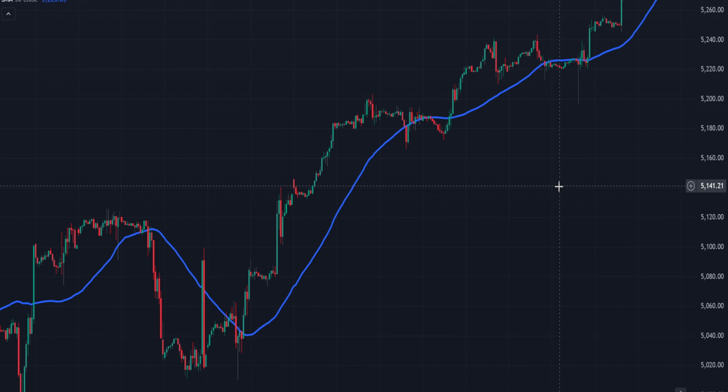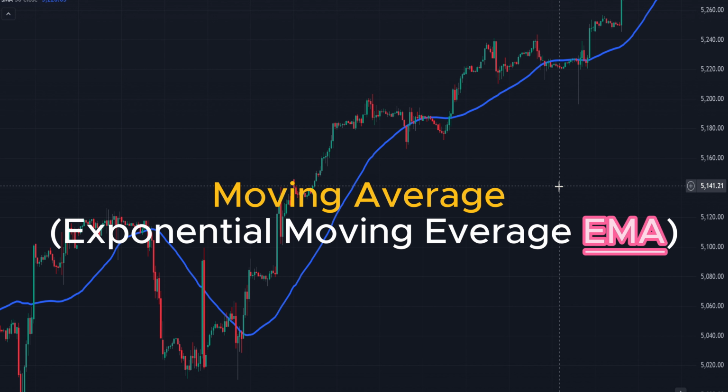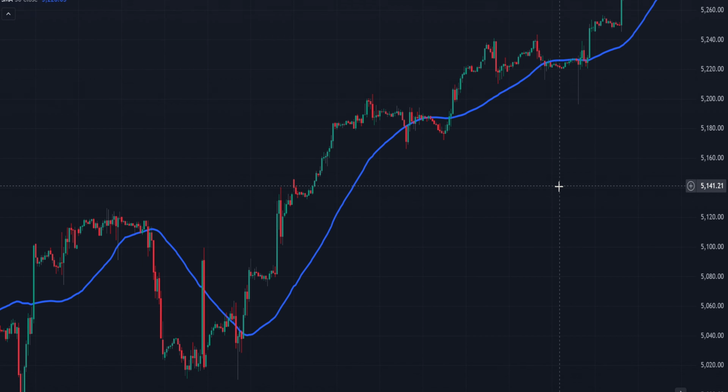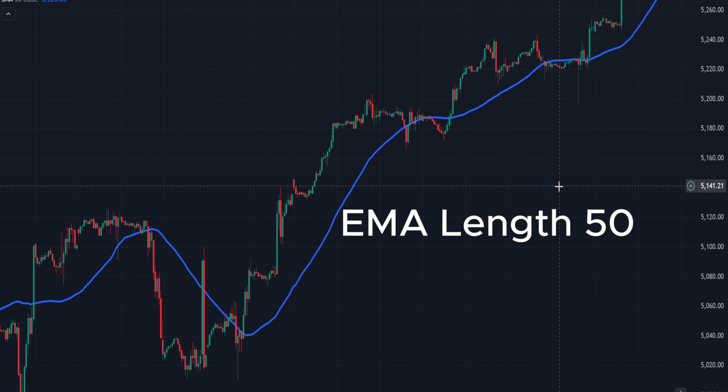Specifically, we focus on the exponential moving average, EMA, set at 50, commonly referred to as the 50 EMA. Access your preferred charting and trading platform and navigate to the indicators section accordingly. Add the exponential moving average to your charts and set its length to 50. In this case, we use 50, but there are other ways to use different numbers.